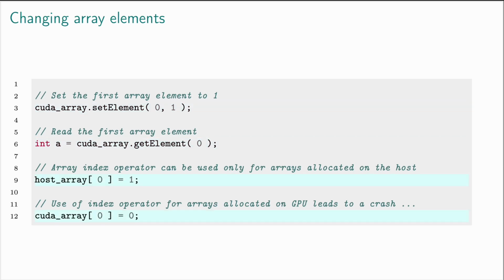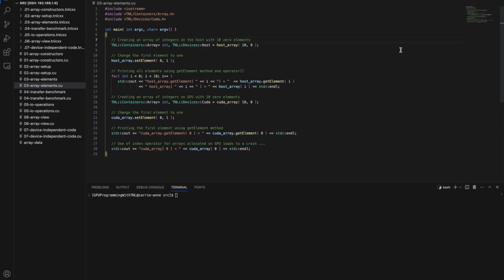The indexing operator, in contrast, is more straightforward. It doesn't facilitate data transfer between the CPU and GPU. Thus, while you can use it without issues for arrays on the CPU, attempting to use it for an array on the GPU from CPU code will result in a crash. It's safe to use it only within GPU code, but we will explore more about GPU code in some future episode. Let's take a look at the next example.